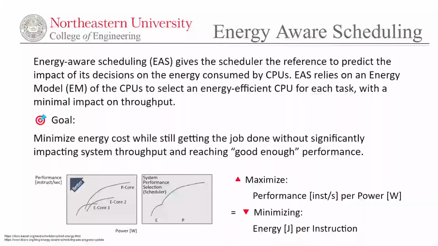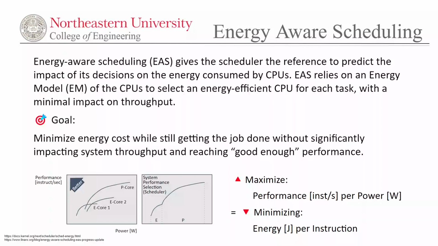Energy-aware scheduling, EAS, gives the scheduler the ability to predict the impact of its decisions on the energy consumed by the CPUs. EAS relies on an energy model, EM, which is provided by the hardware implementation of the CPUs, to select an energy-efficient CPU for each task, with minimal impact on its throughput. The goal for EAS is to minimize energy cost while still getting the job done, without significantly impacting the system throughput, and reach good enough performance.